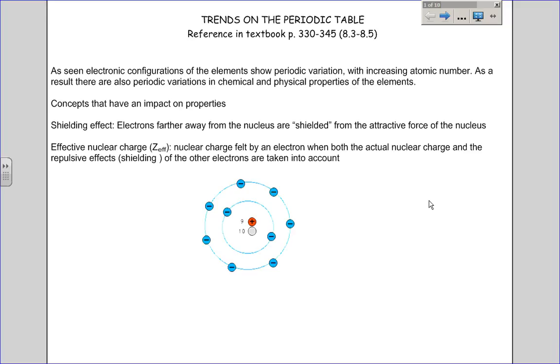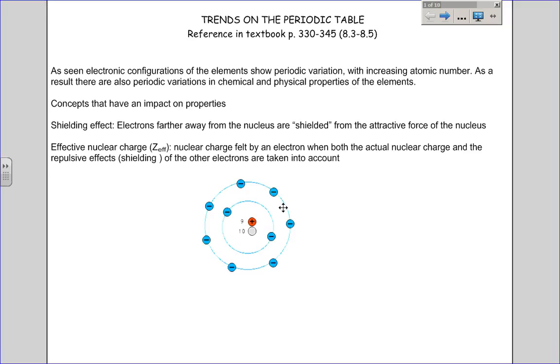A few concepts that are important and will have an impact on the properties are the shielding effect and the effect of nuclear charge. The shielding effect deals with the fact that as electrons are farther away from the nucleus, for example, these electrons here in fluorine in the second energy level, are shielded from the attractive force of the nucleus because of the inner shell of electrons.